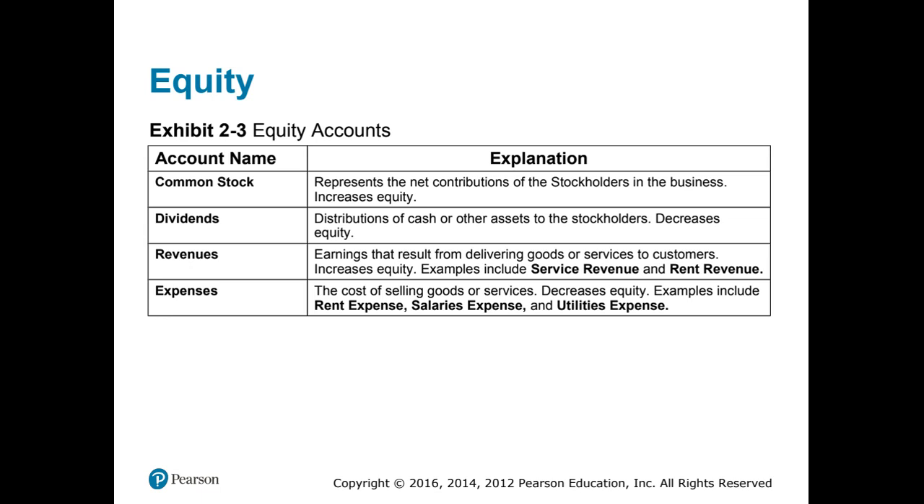Revenues are earnings that result from delivering goods or services to customers, and they increase equity. Examples include service revenue and rent revenue. And then expenses are the cost of selling goods or services. Expenses decrease equity, and some examples include rent expense, salaries expense, and utilities expense.